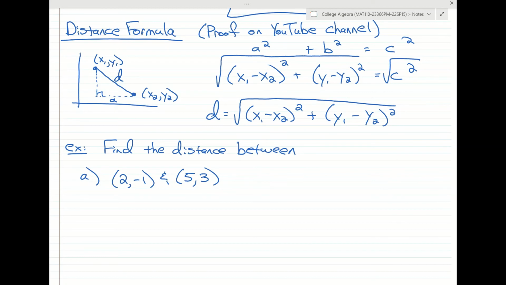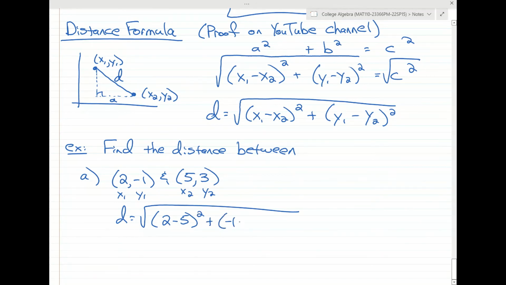For the distance formula, all we really have to do is subtract the x values. You could label them as x1, y1, x2, y2, and then subtract them. It doesn't matter what order you do them in. So 2 minus 5 squared plus negative 1 minus 3 squared.